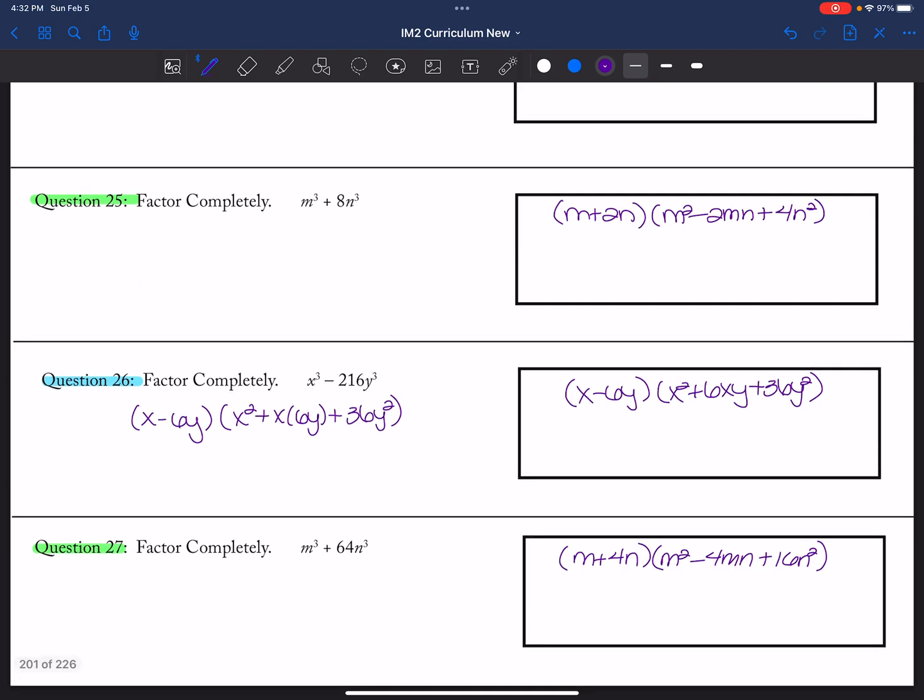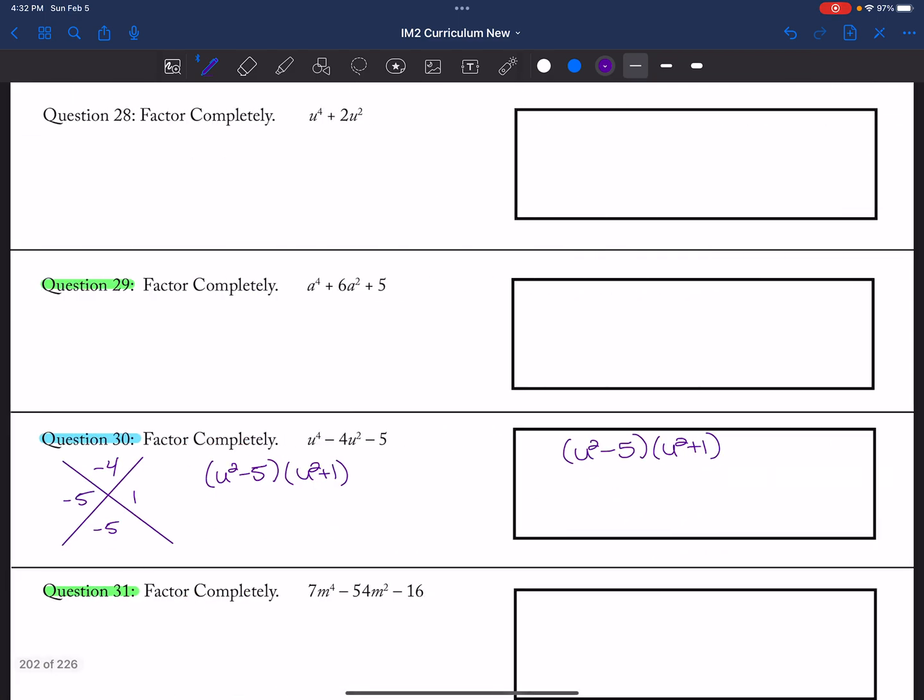Okay. Let's see. 29. So we're going to factor this guy again. So this is a 6 on the top and a 5 on the bottom. So 5 and 1. So this is a squared plus 5 and a squared plus 1. My handwriting is really bad today. And a squared plus 1.